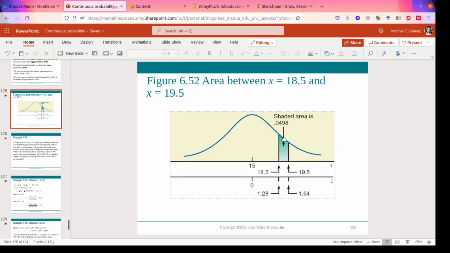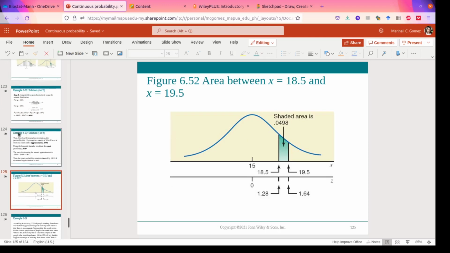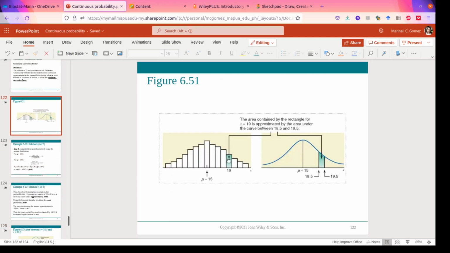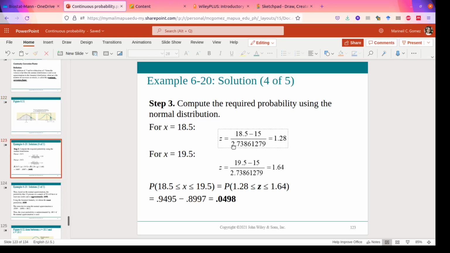The exact value is 19, because this is a histogram. But for an interval, it becomes the values flanking 19, that's 18.5 and 19.5. So 19 minus 0.5 and 19 plus 0.5. That's your correction factor, because this region is 19 for a discrete distribution, but for a continuous one, it must be a certain interval. So the interval is 18.5 to 19.5, and the x values are 18.5 and 19.5.